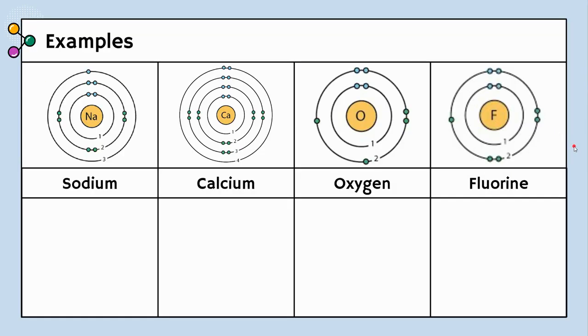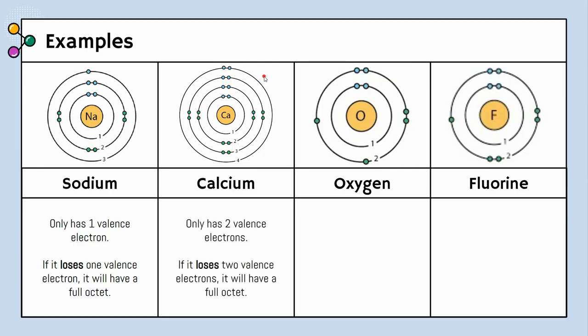We can see a couple of examples here on the second slide. Sodium with 1 valence electron, calcium with 2, oxygen with 6, and fluorine with 7 in its valence shell. So sodium having only 1 valence electron, it is most likely going to lose that electron and go down to this full octet in shell 2. Calcium with 2 valence electrons is most likely going to lose them and go down to the full third shell, in this case with 8 electrons.